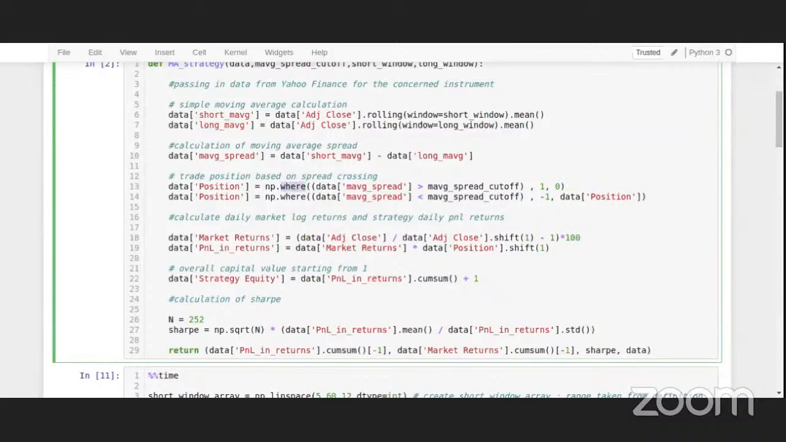And then after this we calculate the market returns. Market returns are basically the returns which we get over the entire period of time, but in a series.